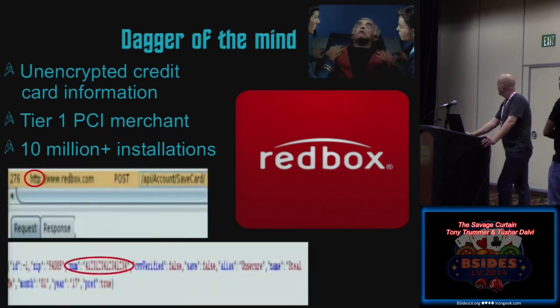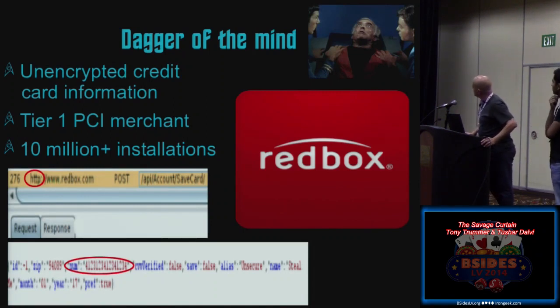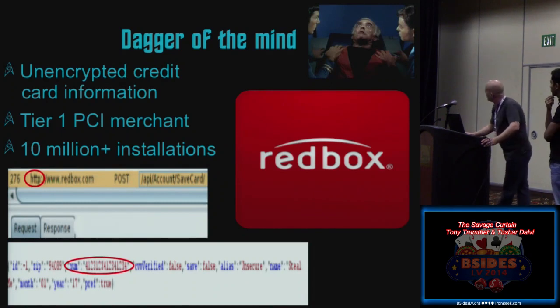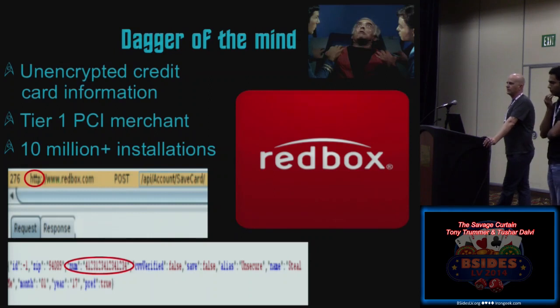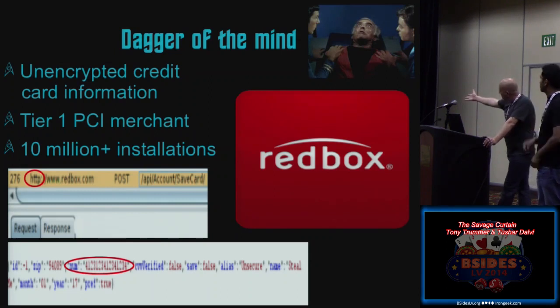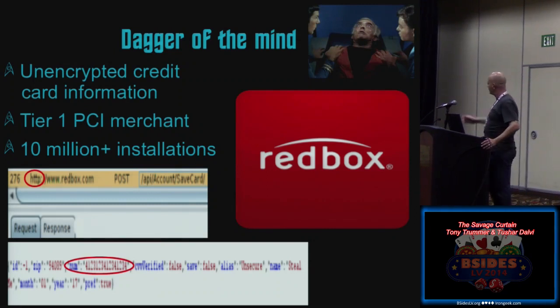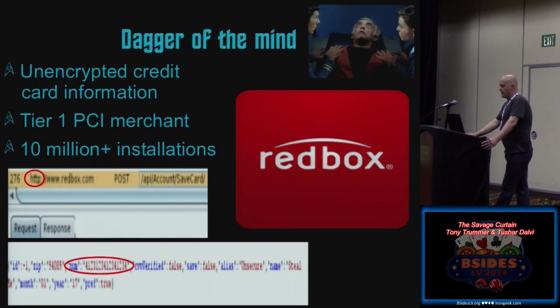just to show you, I know it's blurry as hell, but oh well. You can clearly see here there's a post to API/account save card going to http www.redbox.com, right? And I'm highlighting there the full 16-digit credit card number. It's not my real one, so it's a fake number, so don't try to steal it off of there or anything like that.